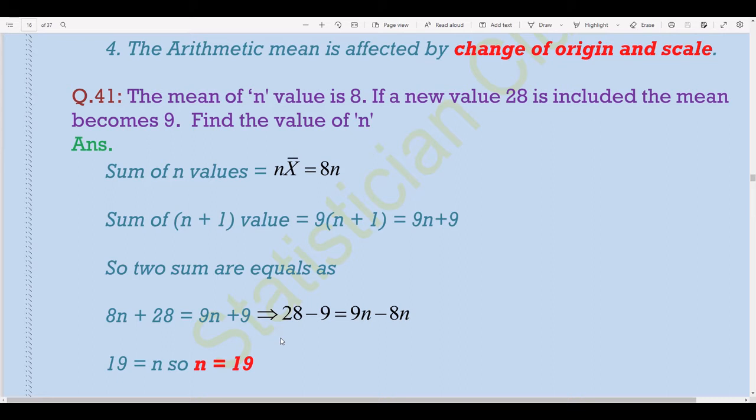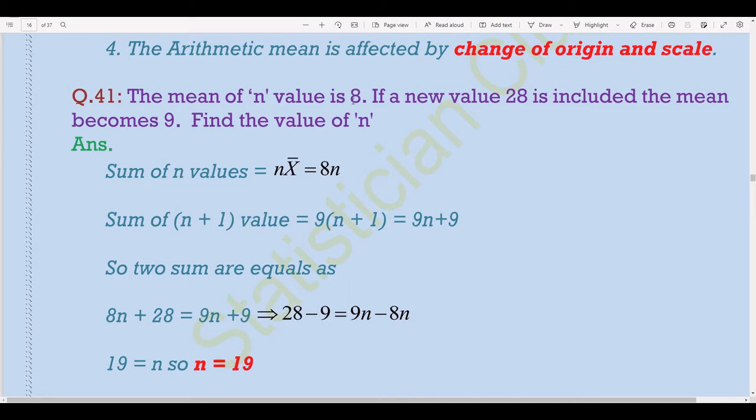Question number 41. The mean of n values is 8. If a new value 28 is included, the mean becomes 9. Find the value of n. So I repeat, the mean of n values is 8. Here we have the number of observations, which is n, and its mean x bar is 8. So what is the unknown? It is the sum of values, sum of x.